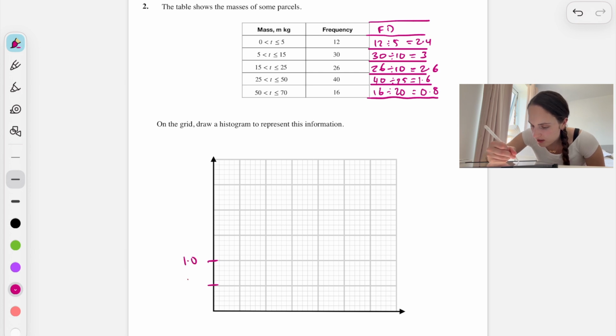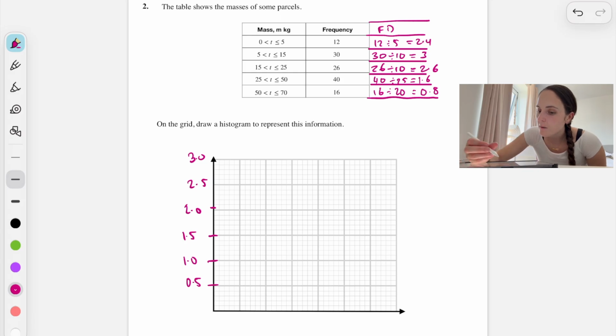So that could be 1.0, that could be 0.5, that could be 1.5, that could be 2.0, then we could have 2.5, and we could have 3.0. So those are the frequency densities I can plot. And I'm going to go from 0 to 70. So I have 0 here, and then I have 10, 20, 30, 40, 50, 60 and 70.